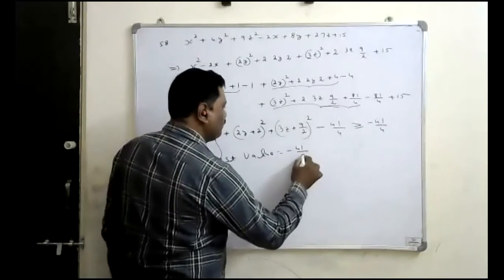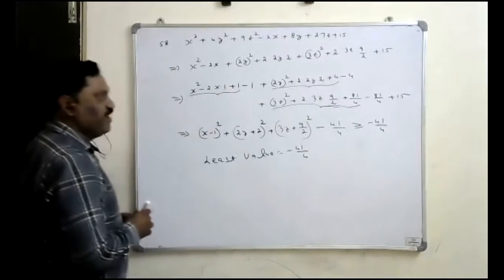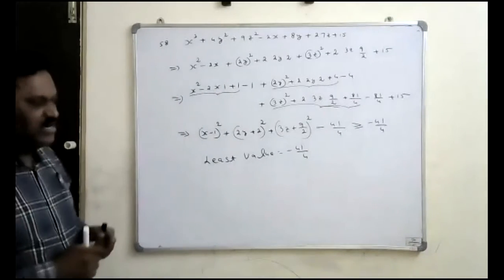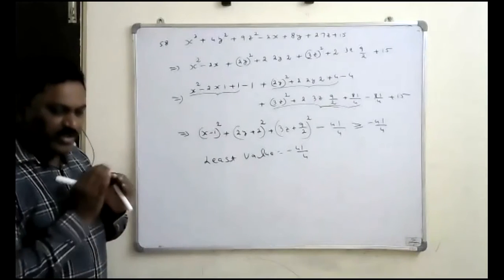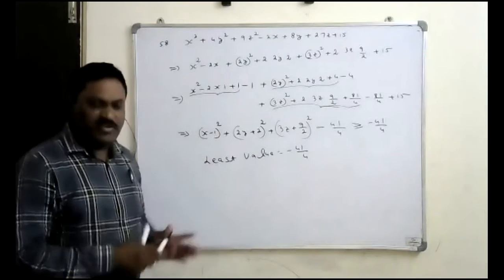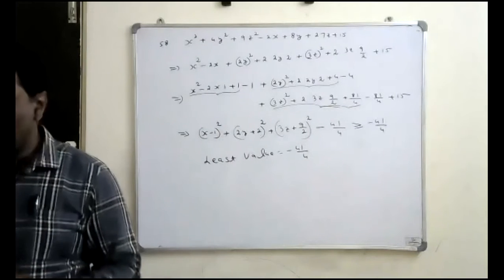That is the answer. Means whenever you want to find the least value, our first thinking is how to express it in the perfect square format. If you are able to express it into the perfect square, then easily you can get the least value. Take that.